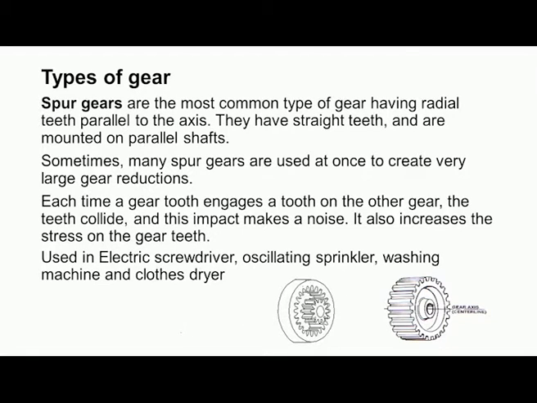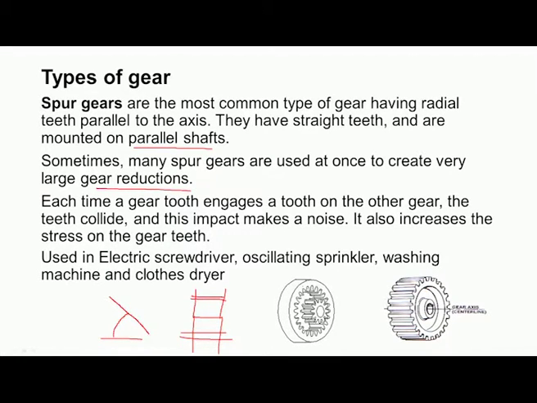So, if we want to transmit the power, we have a shaft here over which a gear is mounted, and then we have another shaft with another mating gear. It means the gears are mounted on parallel shafts. So, if the shafts are at some inclination, then spur gears cannot be used. Sometimes many spur gears are used at once to create very large gear reductions.